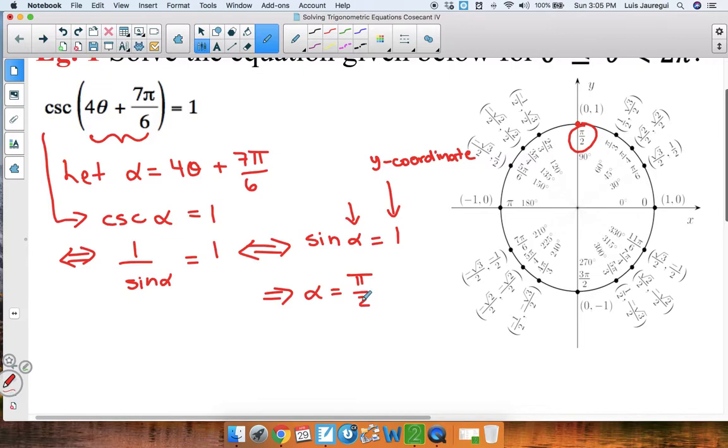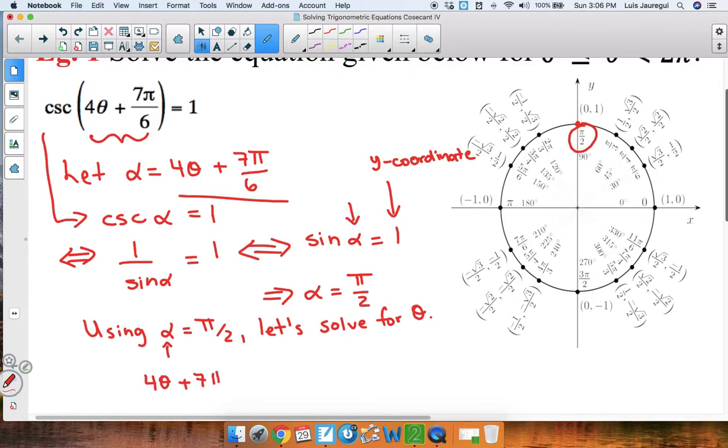But keep in mind, that's not the value from the original equation. So what we need to do is solve for theta. Using the fact that alpha is equal to pi over 2, let's solve for theta. How do we do that? Well, keep in mind that alpha was defined to be 4 theta plus 7 pi over 6, and here we already have that alpha has a specific value. So let's substitute the expression from the right hand side into this spot. So we have 4 theta plus 7 pi over 6 is equal to pi over 2.